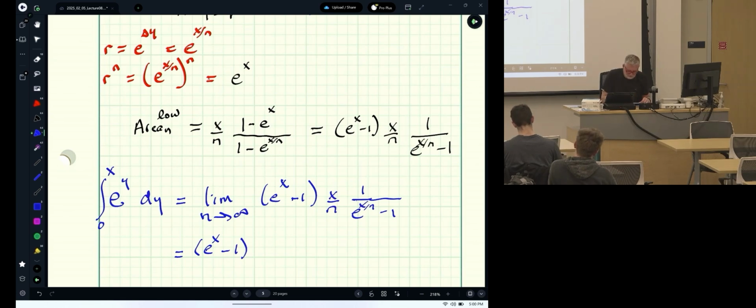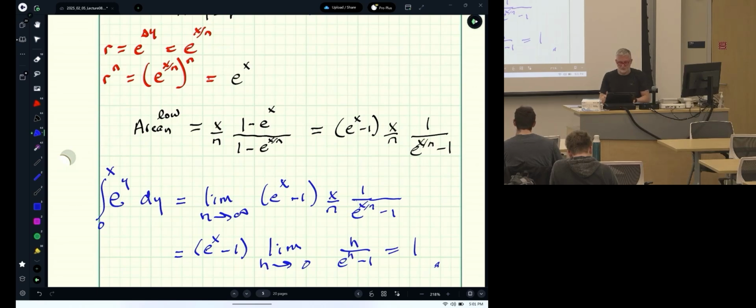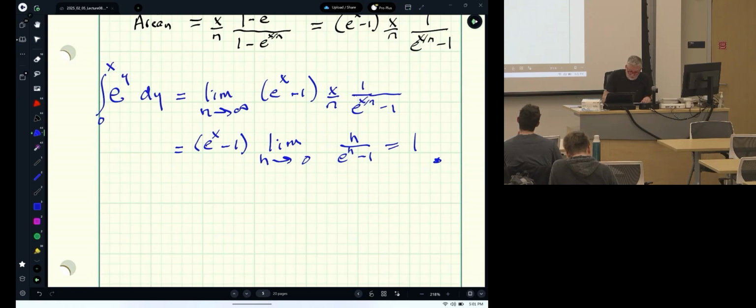Okay, and then here it's the same change of variable that we were looking at earlier, basically. So we'll let h go to 0. And then x over n becomes h over e to the h minus 1. And then that's that homework problem that you were given to work on for tonight. Sorry, this equals 1. And so this equals e to the x minus 1 as promised.